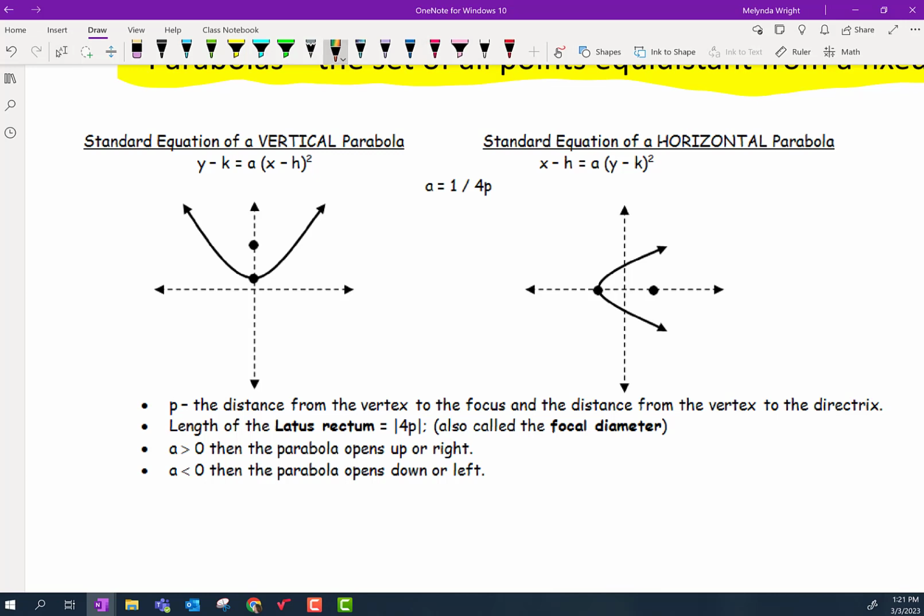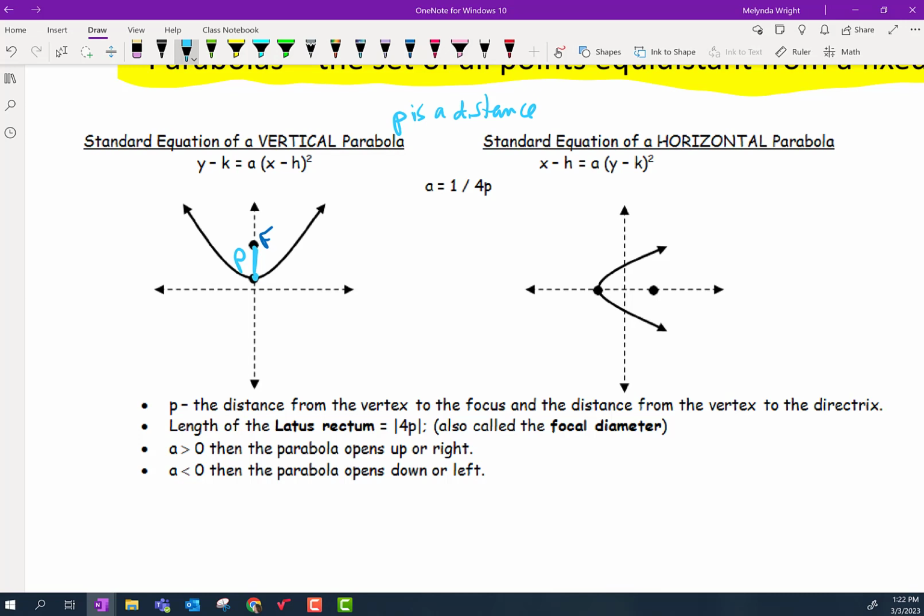Okay, this is called the focus. So I'm just going to label it with an F for focus. That is called the focus. Okay, it's a little dot inside of the parabola. It's the focus. It's a special place. The distance between the vertex and the focus is called P. That is a distance. P is a distance. I'm just going to write that down. P is a distance.